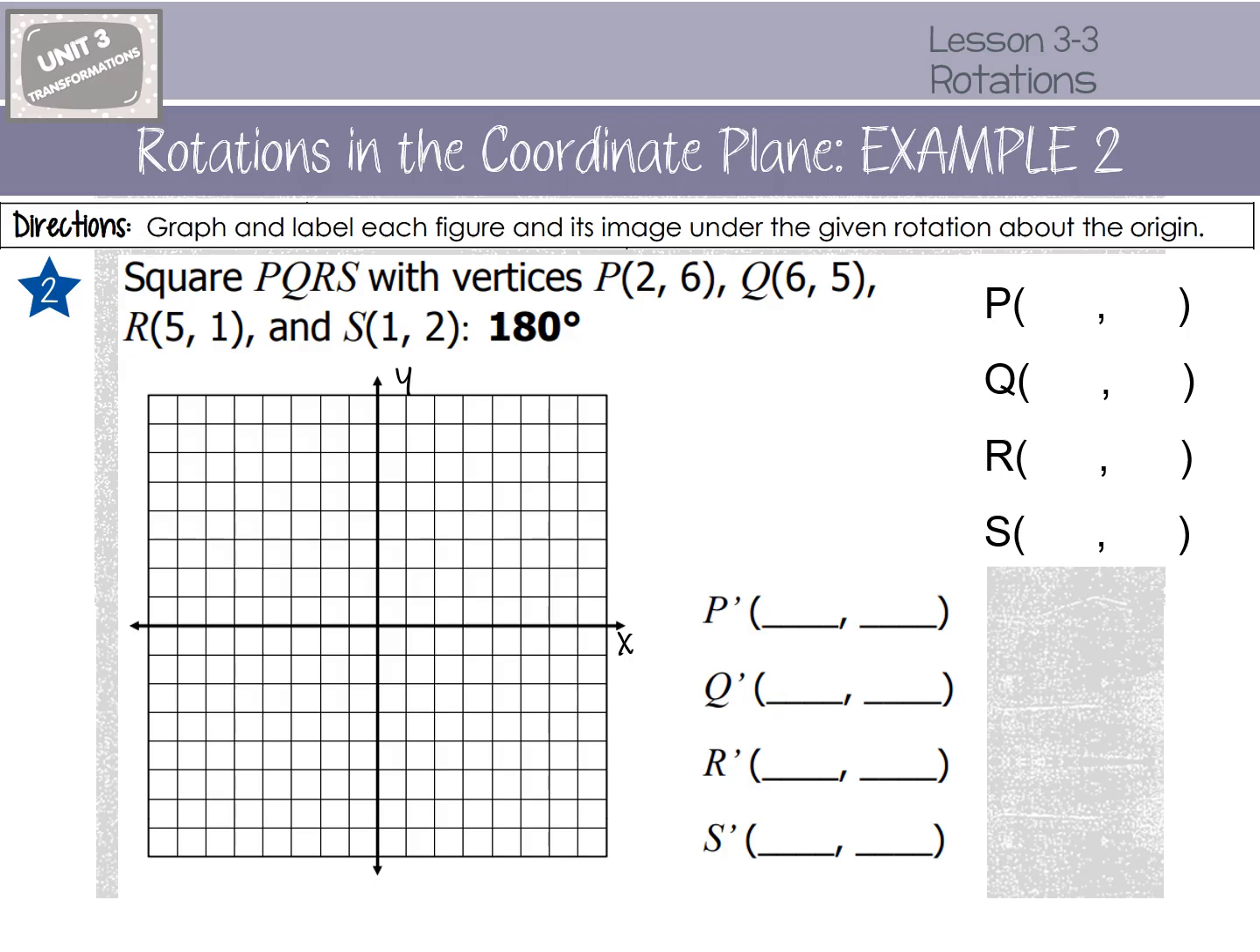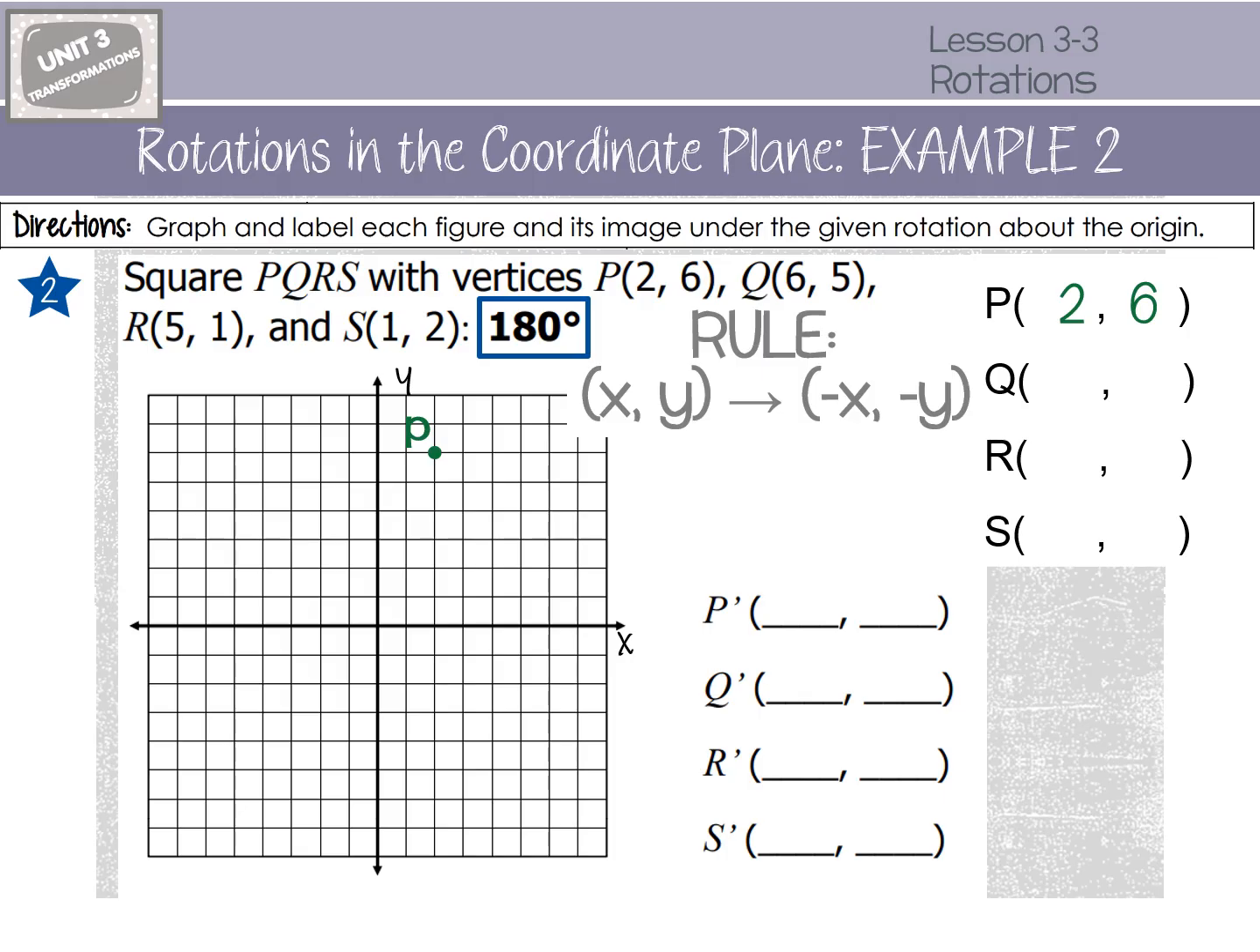Example 2, same directions. This time we have a square, PQRS, with vertices. P's at the point 2, 6, Q's at the point 6, 5, R's at the point 5, 1, and S is at the point 1, 2. 180 degree rotation about the origin. It doesn't matter if it's rotated clockwise or counterclockwise. We get the same thing. Here's our rule. Let's plot P, Q, R, S and connect our points.